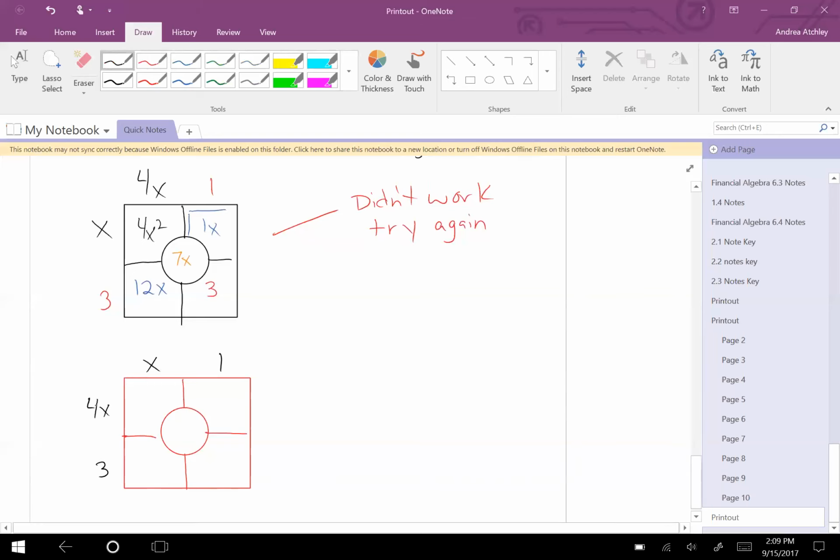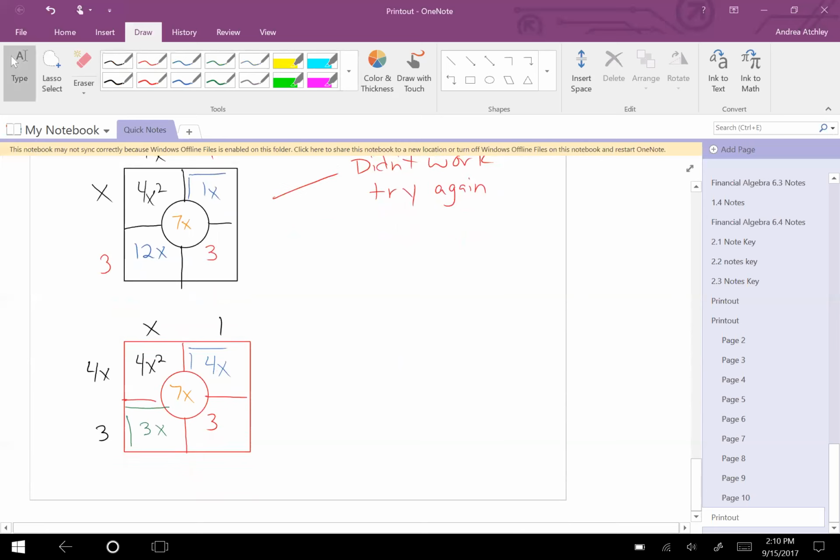So I'm going to do x times x is 4x squared. And this is 3 here, sorry. I forgot to put this in. And this is 7x in the middle. Okay, so then we're going to do the 1 times the 4 and get 4x. Then I'm gonna do the 1 times the 3 and get 3x. Oh, this works, right? Now if I add them, I get the 7x in the middle.